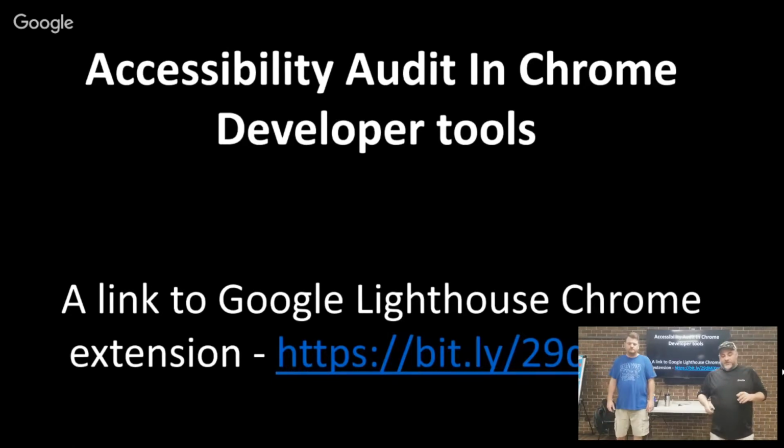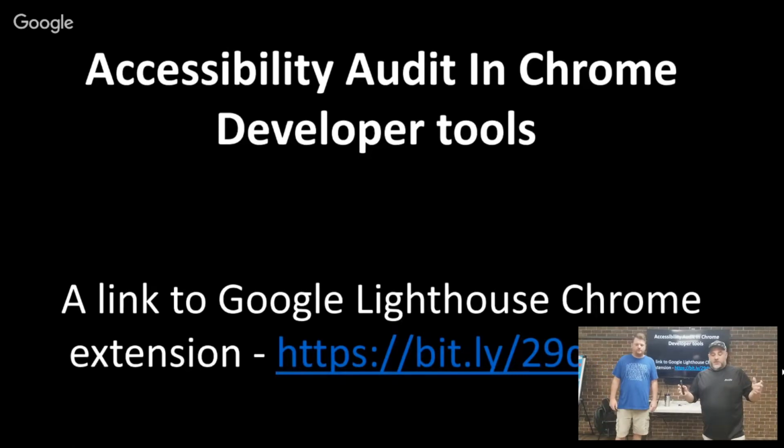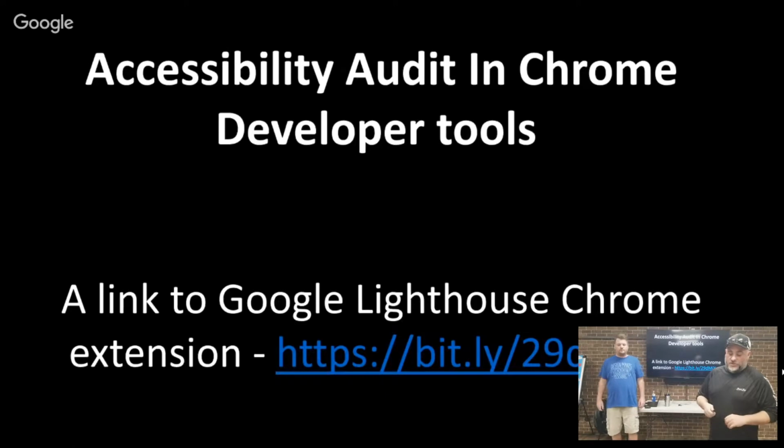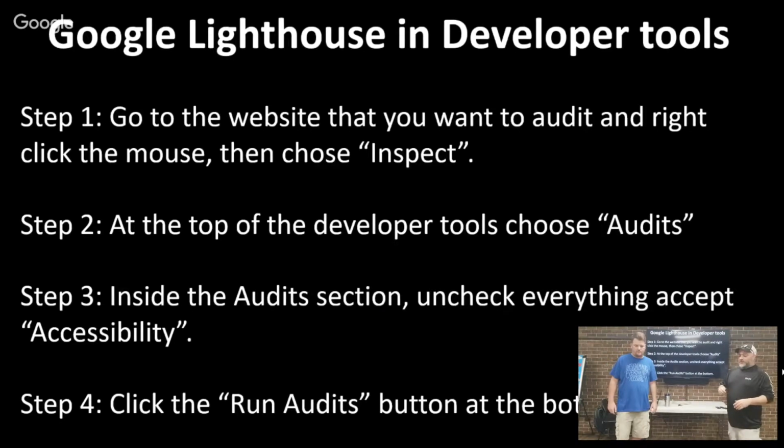All right, the first one we're going to use is the accessibility audit in Chrome Developer Tools. This is the link. I just made a short code for it, but if you're using Chrome, you really don't have to do a whole lot. You just have to open that website in Chrome. I give you the easy steps here for reference, and I'm going to go through each step coming up.